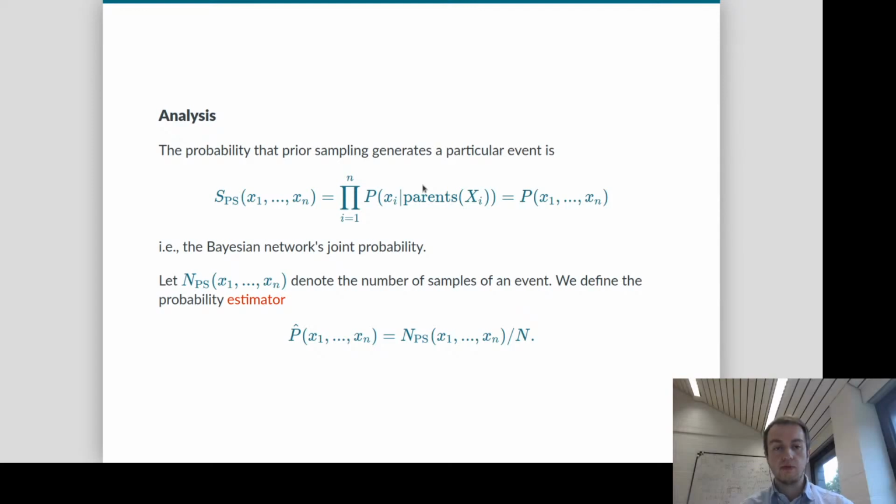Okay, because we do know that Bayesian networks encode properly the joint distribution in this way. So this factorization is correct by construction. Now let n of some combination of values x1 to xn denote the number of samples for this event. Then we define the probability estimator p hat of x1 to xn simply as the number of times we have drawn this event over the total number n of events that we've drawn.